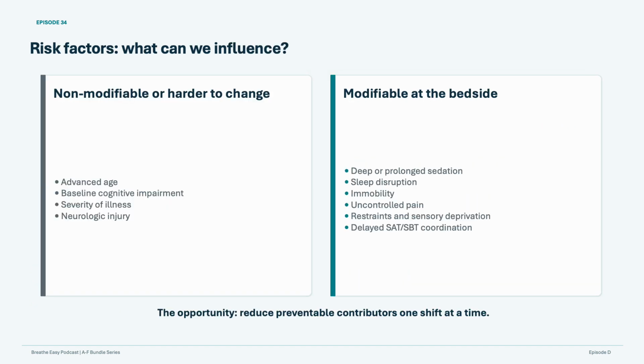Some delirium risk factors are not modifiable, such as advanced age, baseline cognitive impairment, severe illness, or neurological injury. But many risk factors are modifiable or influenced by the care environment. These include deep sedation, sleep disruption, immobility, uncontrolled pain, restraints, sensory deprivation, and lack of coordination around SATs and SBTs. Respiratory therapists may not own every part of the delirium assessment, but we do influence multiple parts of delirium prevention.